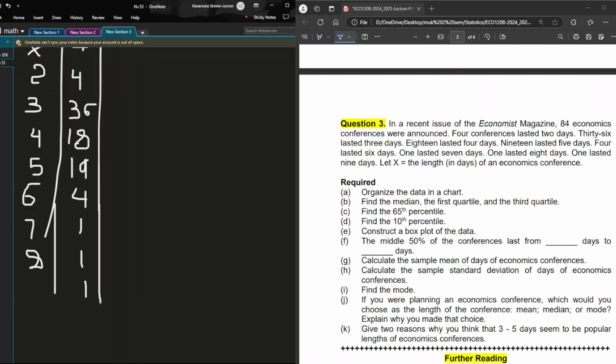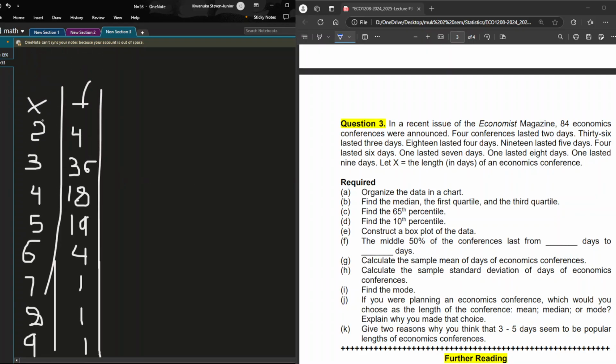It is something that requires pondering about, and we are going to meet it in the questions. Here we get 84. When we sum, it should correspond to the number of conferences. Then we are told to organize the data in a chart. We are done, and you can close the table.